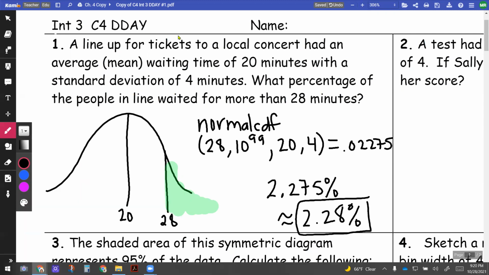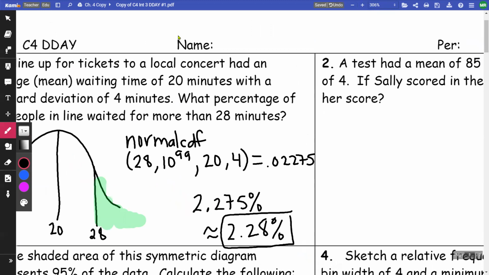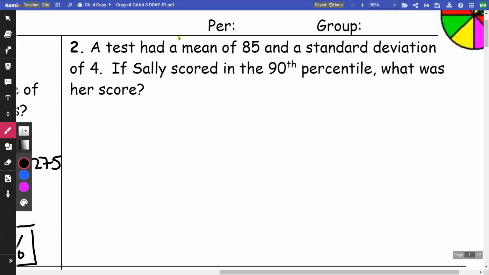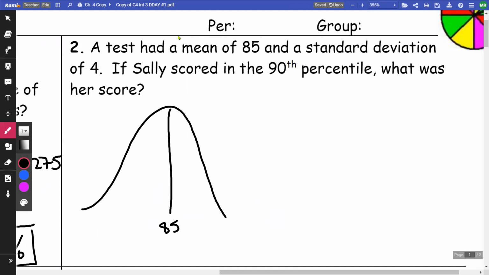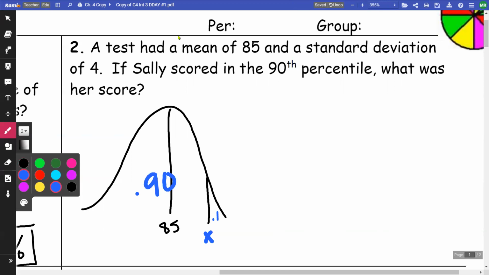Okay. On number 2, it tested a mean of 85 and a standard deviation of 4. And if Sally scored in the 90th percentile, that means that really she's up here in the top 10. And we want to know basically what value here would put her in the top 10%. 90th percentile means that 90% of the people were scoring lower than her.